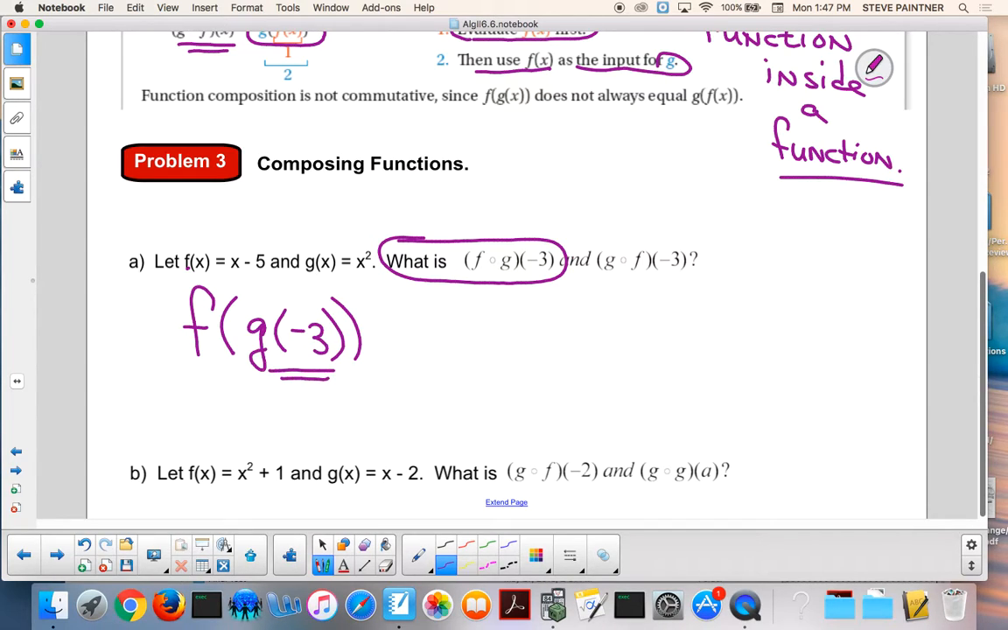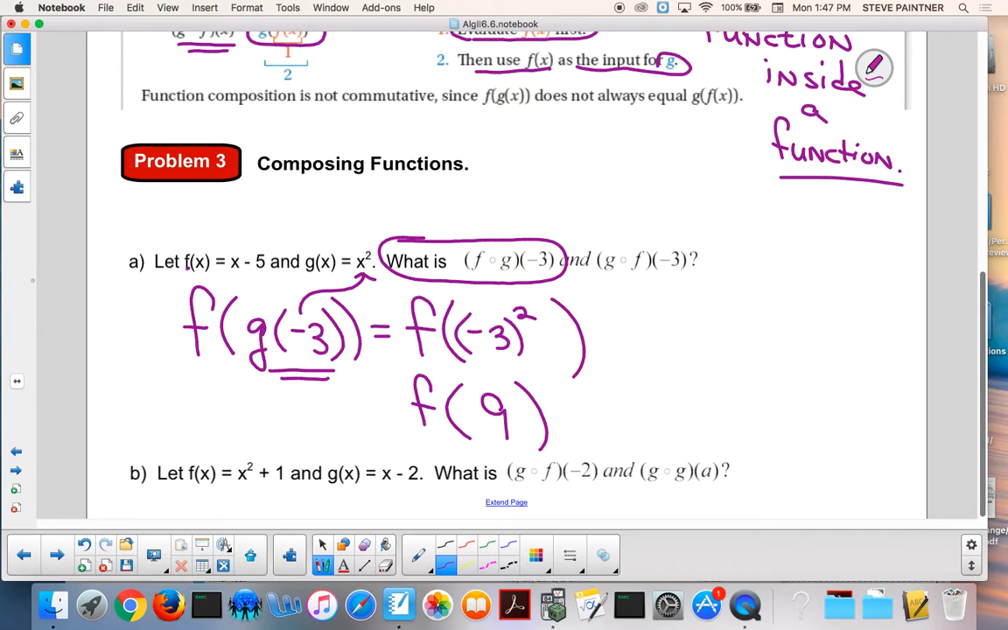So start here. Okay. g of negative 3, well, g is right here. So you would say f of, well, that says x squared. So you're going to square this number, right, guys? So what's that? f of 9. So once you perform the inside function, then you get an answer, 9. Now you take the 9 and stick it into your function f. Well, where's f? It's right here. This 9 would have to go in for that x. It would say what? 9 minus 5. Answer?